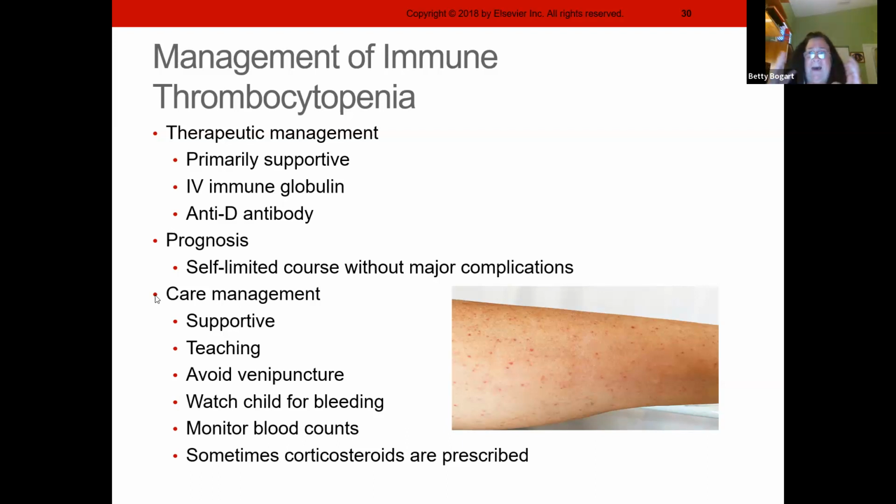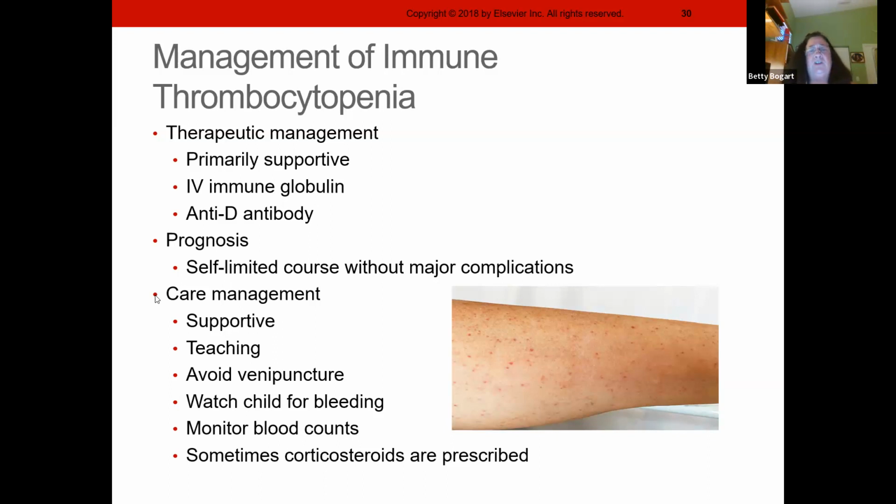So we're going to go almost a year of treatment to take care of it, but we're going to give the IVIG, the immune globulins. It could be once a week, once a month, depends again on physicians. And we also give anti-D.